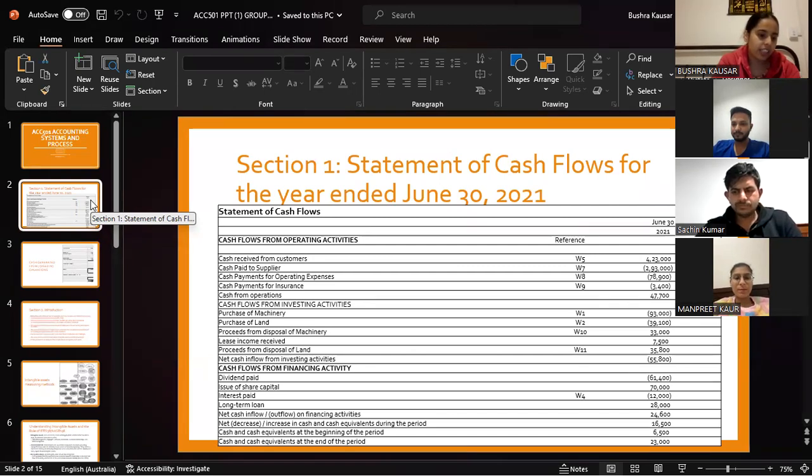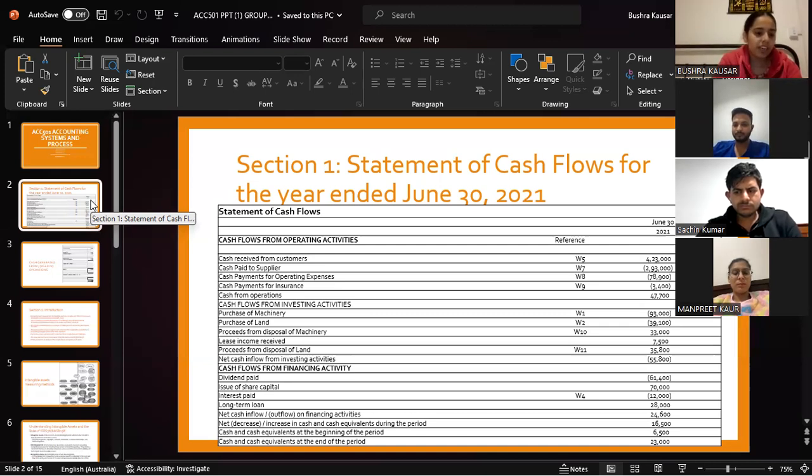This indicates that the company's day-to-day business operations, such as selling goods or services to customers and paying suppliers and employees, were able to generate a positive cash flow. The next point is cash flows from investing activities. This section records the cash used for investing in long-term assets and the proceeds from the sale of these assets. The company has purchased machinery and land amounting to $93,000 and $39,100 respectively, and has sold some machinery and land generating 33,000 and 35,800 respectively.